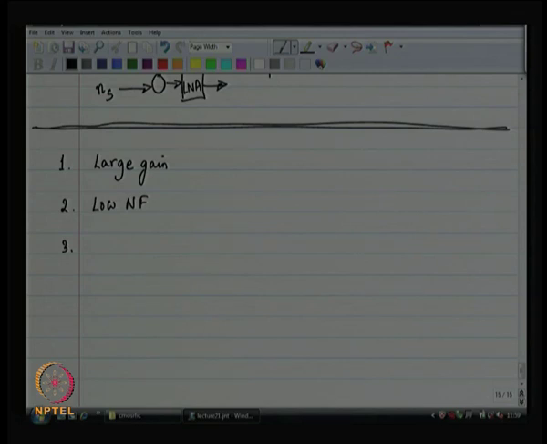Anything else? Anything else that comes to your mind? You are making an amplifier here. The amplifier will be made up of MOSFETs. MOSFETs have a finite FT. You remember we talked about FT. So, you are saying large bandwidth, is it? Large bandwidth is not really an issue.